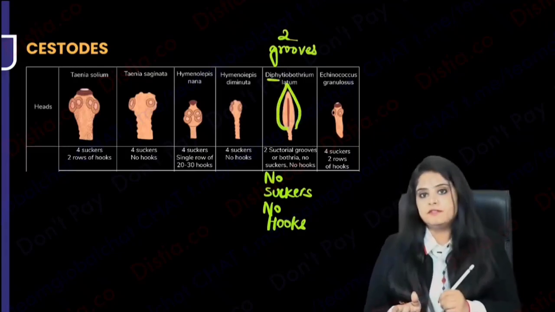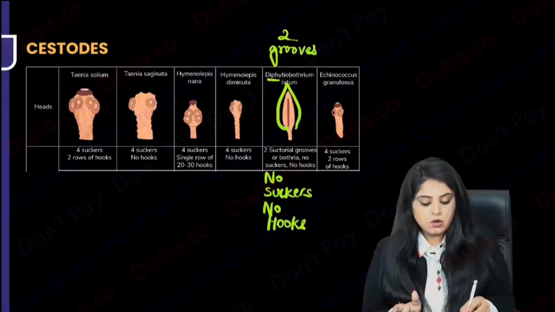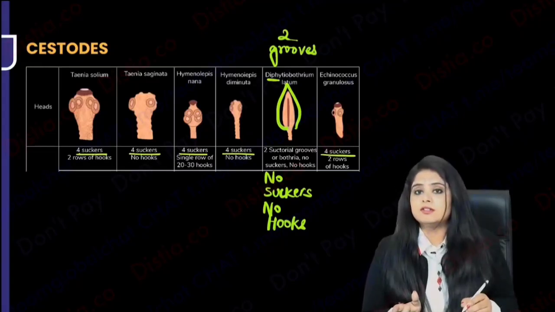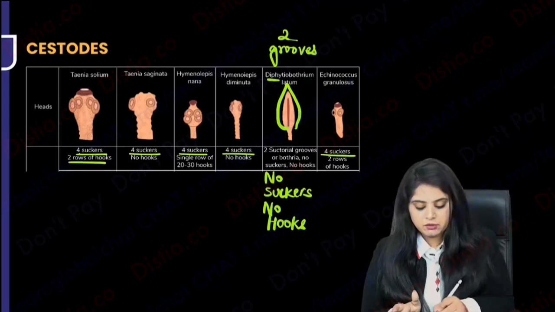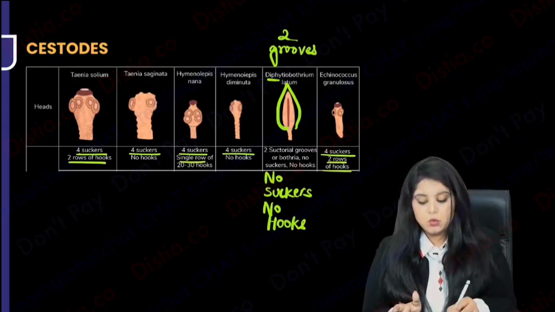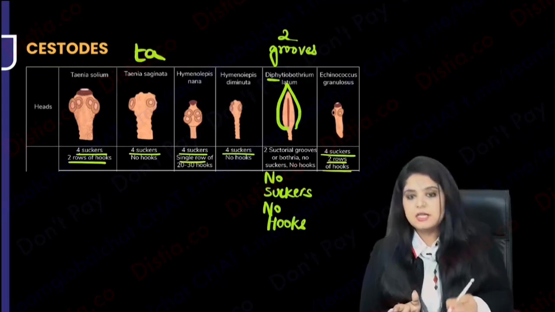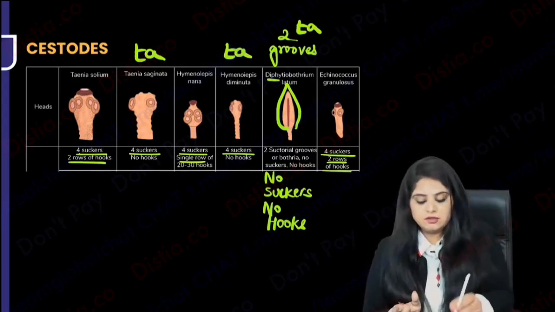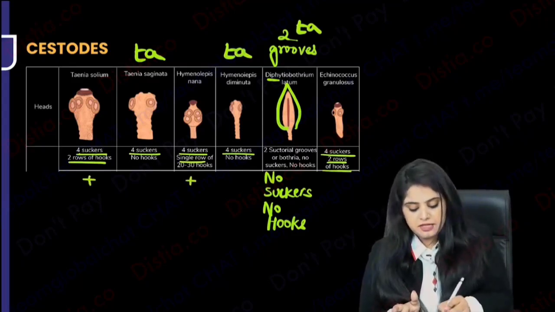Diphyllobothrium looks like a leaf, of course. Now we are going to say, what are all of the others having? 4 suckers. All of them have 4 suckers, and all of them obviously have hooklets also. Which are the ones which don't have hooklets? So saginata, no hooklets. Diminuta, no hooklets. And latum, no hooklets. Rest all of them are definitely going to have hooklets.